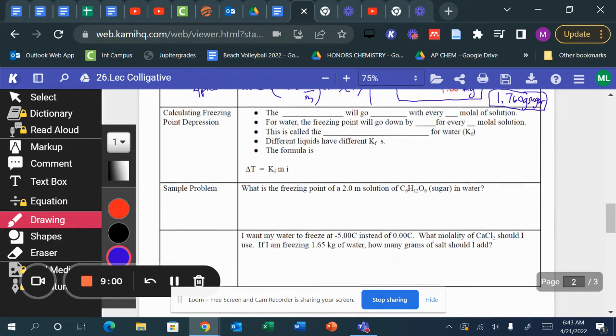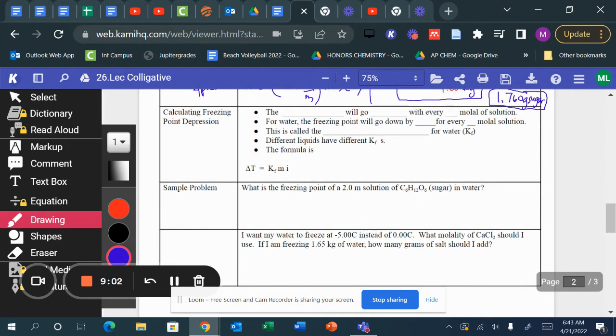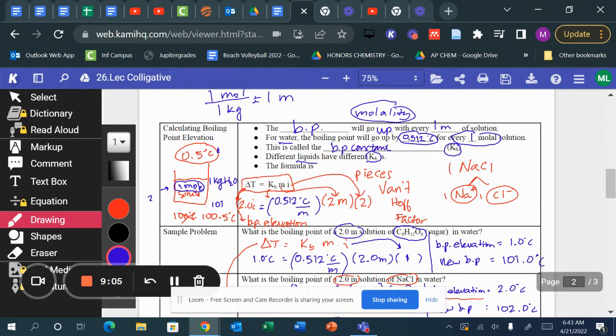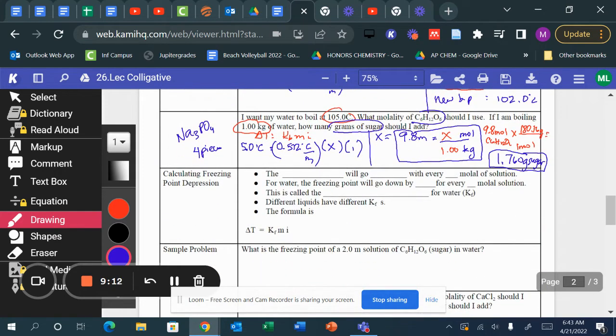Okay? You can also calculate the freezing point depression the same way as you did the boiling point elevation, but this number 0.512, or the constant, is different. Okay? This is now called the freezing point constant. Okay, the freezing point constant is different. It is almost 2 degrees actually. It's 1.86 degrees Celsius. Let me write that down. 1.86 degrees Celsius for every 1 molal of water, or 1 molal of water solution.